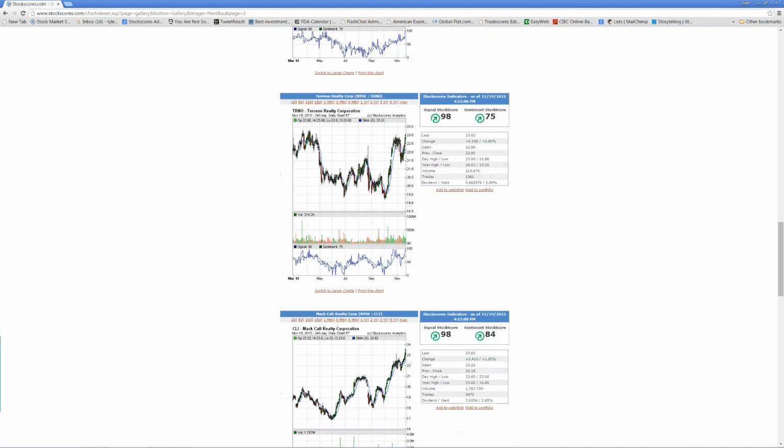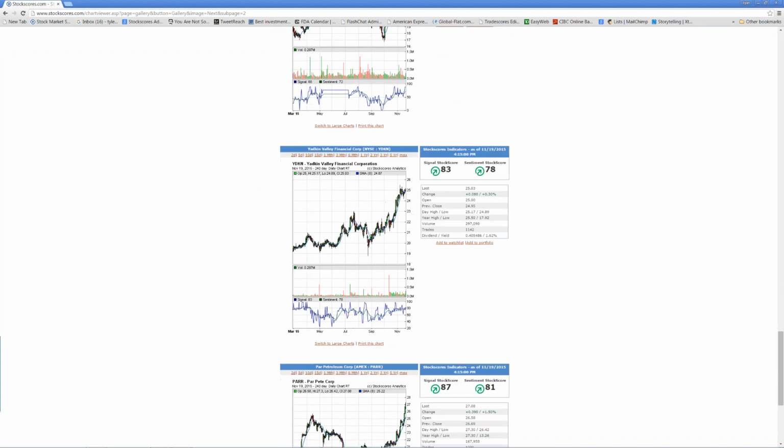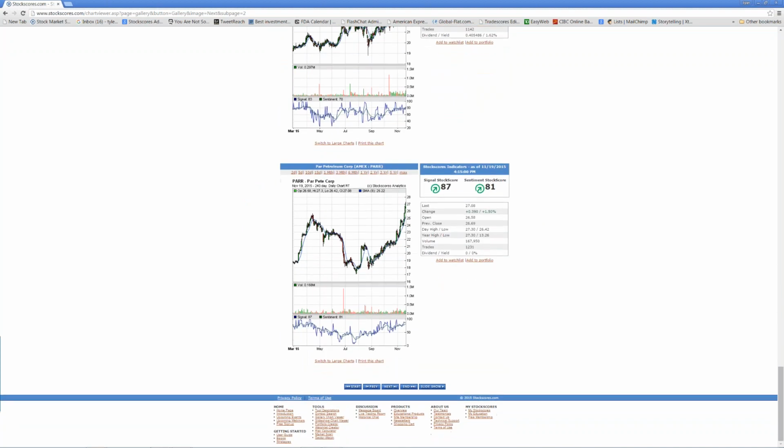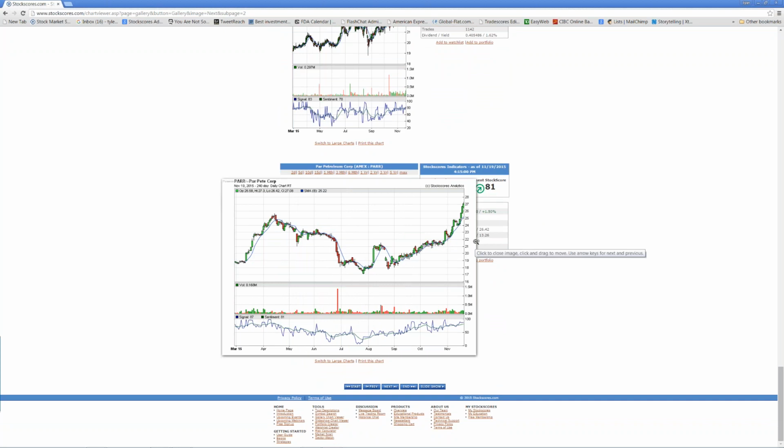Okay, let's see if we can find any more that are good for today or a good example from the past. Now we've got 55 stocks to go through, so I'm going to go through these fairly quickly. Here's one from the past. There's that pattern we saw on the first chart that I highlighted.